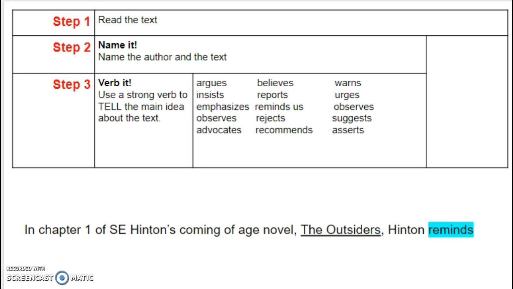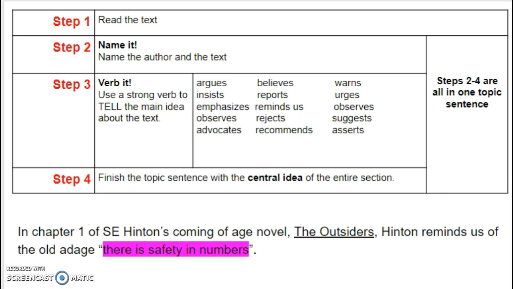I'm going to move to step 3, and that's going to be verb it. I want to use a strong verb that tells my reader kind of what advice that S.E. Hinton was trying to give us in that text. So I'm going to use that word reminds because that kind of ties directly into step 4, that central idea.